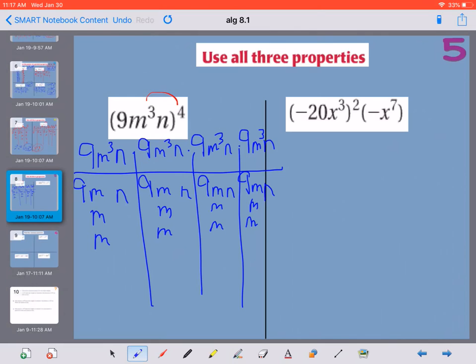So altogether, we have 9 to the 4th power times m to the 1, 2, 3, 4, 5, 6, 7, 8, 9, 10, 11, 12th power, and n to the 4th power.